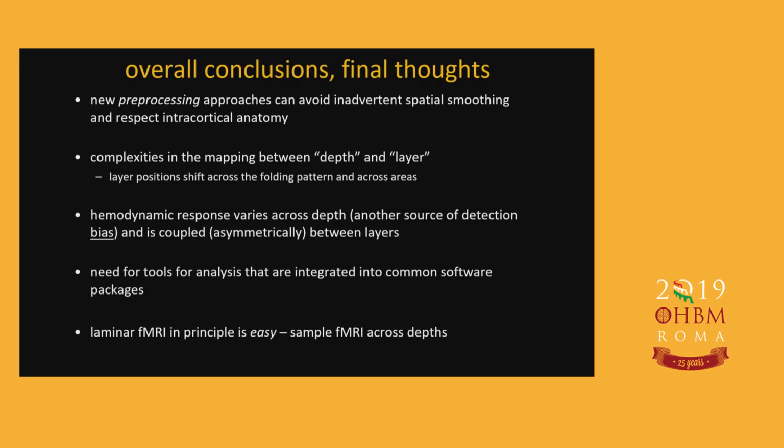And so, final thought: in principle, laminar fMRI is easy, right? All we have to do is sample the signal across depths and see what we find. But I think that the challenge in laminar fMRI is the interpretation. The differences in the vascular responses across layers, plus this coupling that I mentioned, make the interpretation really challenging. It's really hard to infer the underlying pattern of neural activity from these laminar fMRI signals. But I do think that if we can address these challenges, laminar fMRI has a lot of potential for giving us new fundamental insights into human brain circuitry and function.